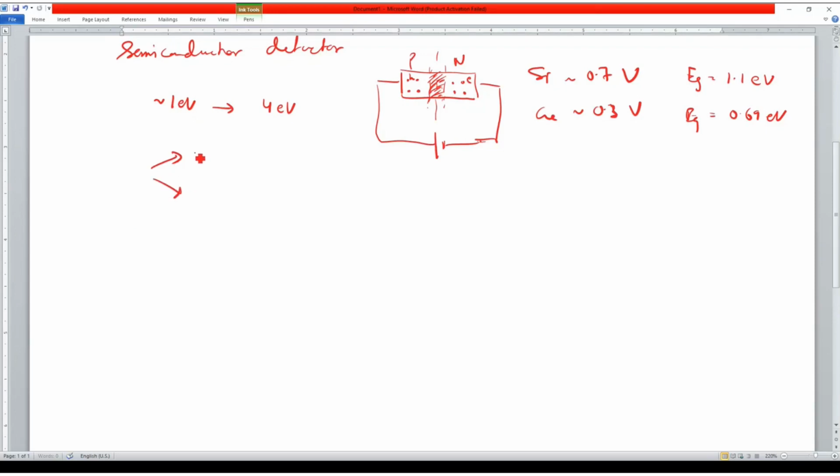एक को हम कहते हैं intrinsic और दूसरे को कहते हैं extrinsic. So extrinsic again has two different kinds. Intrinsic is something like pure. So this is pure silicon. You can say pure silicon or pure germanium or any other semiconductor. And extrinsic is when you have certain doping.